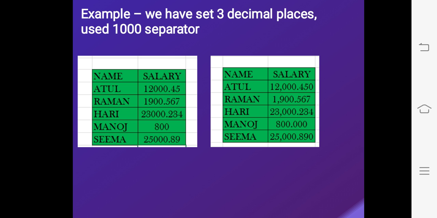Now see, as you can see, we are presenting salary and we have used 3 decimal places and thousand separator. Now in the second picture you can see that in place of 12,000.45 it is coming 12,000.450 because we have set 3 decimal places and we have used thousand separator. So this way we can format number data.